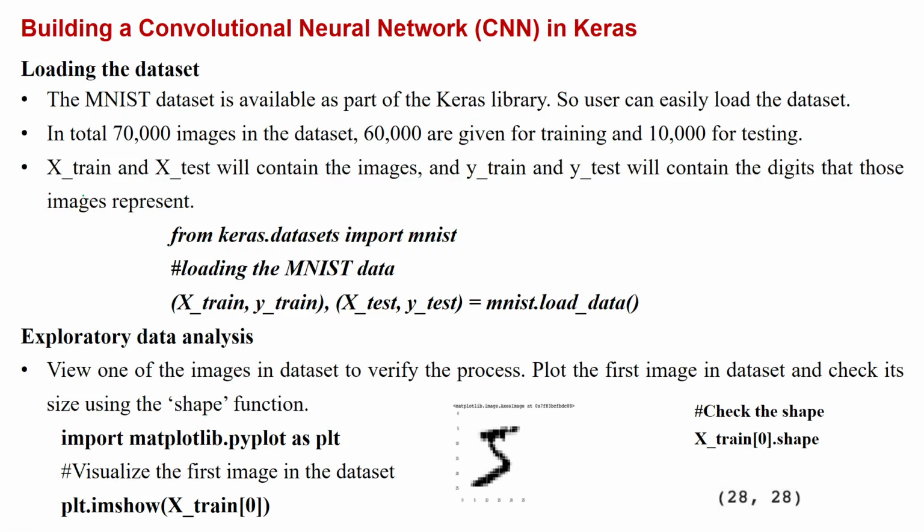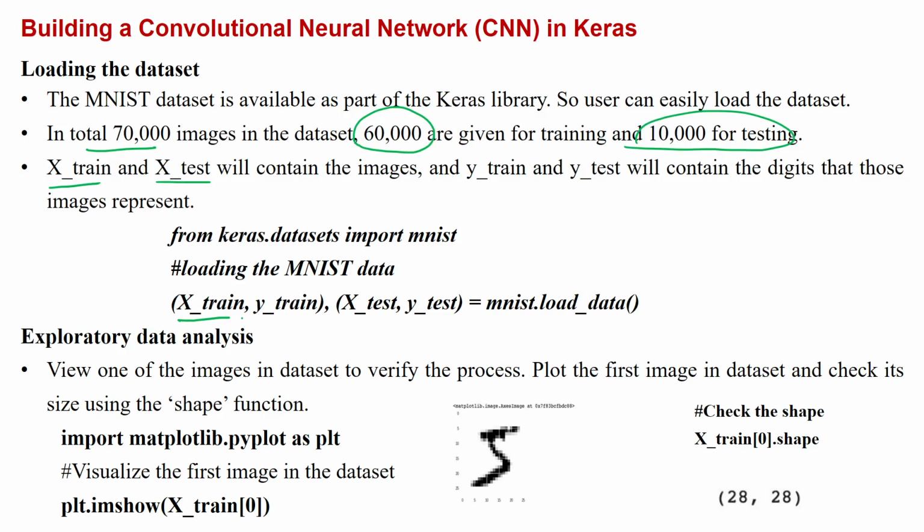Okay, and here the data set has 70,000 images, in which we are going to use 60,000 for training and 10,000 for testing. Here x_train and x_test are the variables which are going to have the input features for this process to design the model.